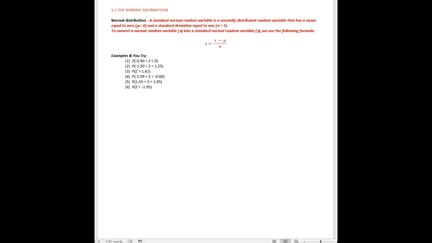Okay, so let's just walk through this definition if you're following along and writing with me. A standard normal random variable is a normally distributed random variable that has a mean equal to 0 and a standard deviation equal to 1. So now we're talking about standard normal. There's a difference between a normal distribution and a standard normal distribution. A normal distribution can have any mean and any standard deviation and just be defined as distributed normally.